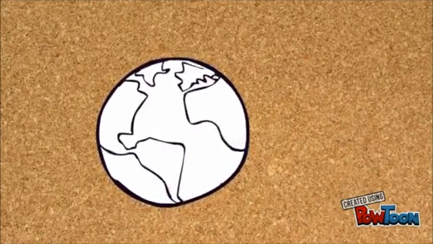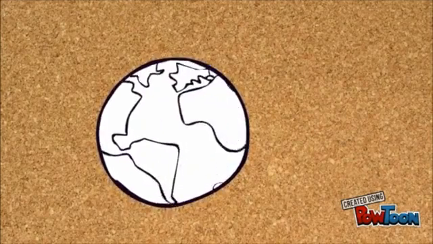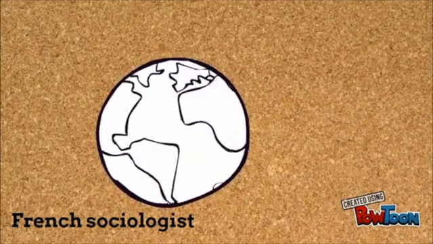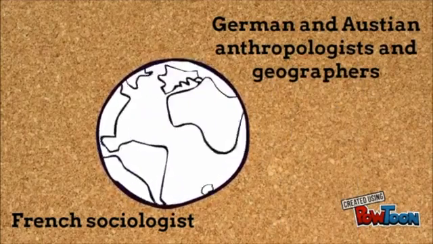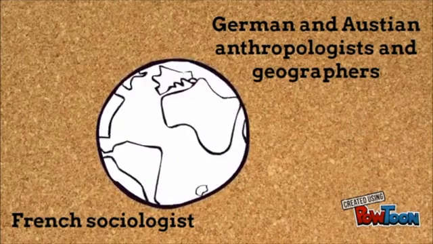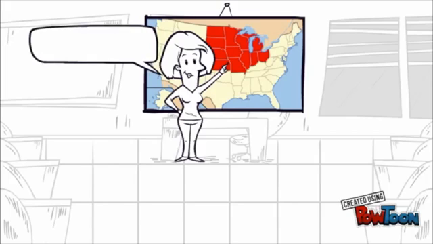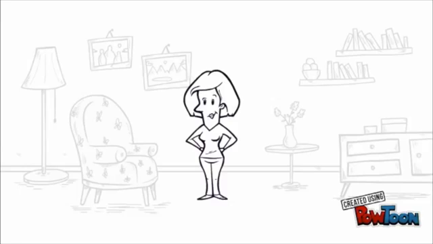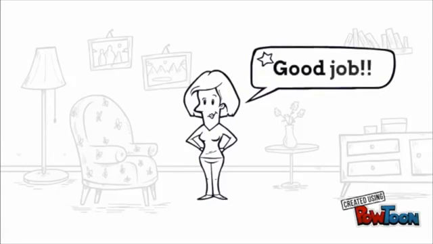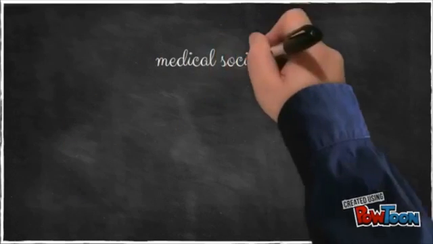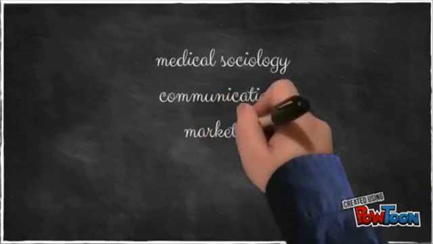Rogers wasn't the first to introduce the concept of diffusion. It was first studied by the French sociologist Gabriel Tarde and German and Austrian anthropologists and geographers such as Friedrich Ratzel and Leo Frobenius. Believe it or not, the study took off in the subfield of rural sociology in the Midwestern United States in the 1920s and 1930s. Because of rapid advancements in agricultural technology, Ryan and Gross decided to study the adoption of a hybrid corn seed in Iowa and created a distinct paradigm for diffusion. Since then, the theory has been applied in numerous contexts like medical sociology, communications, marketing, and many others.